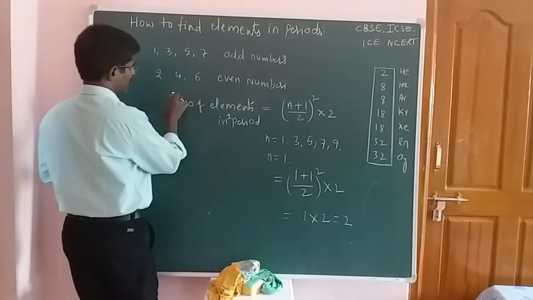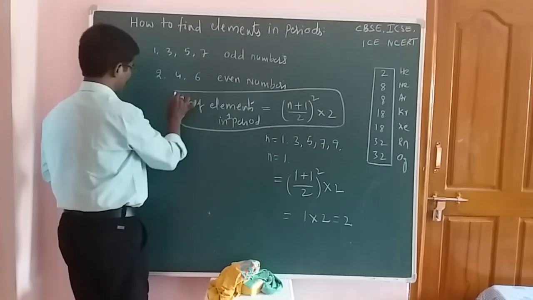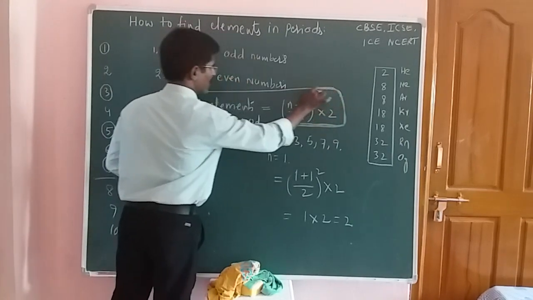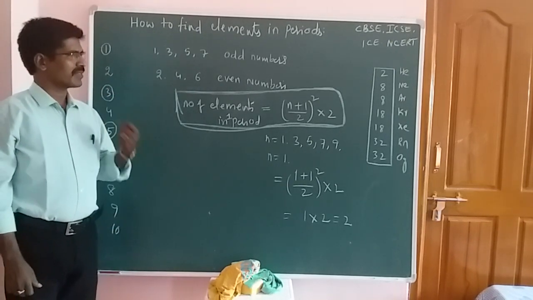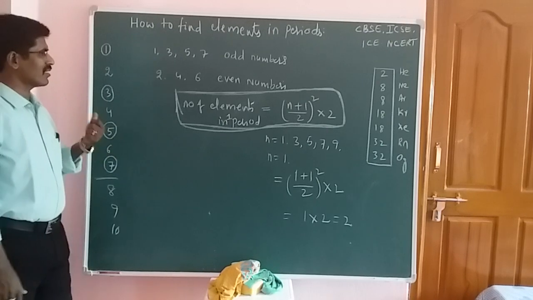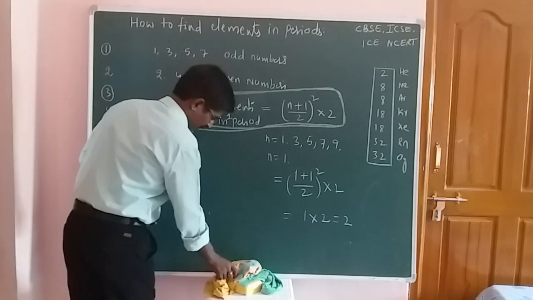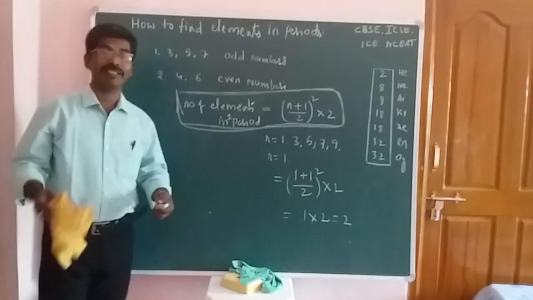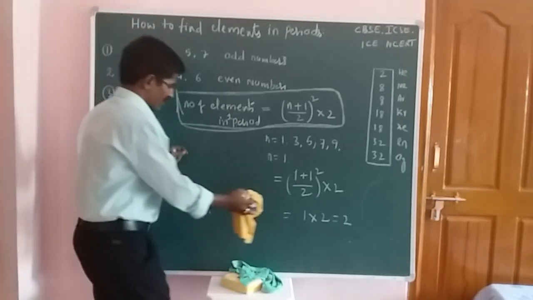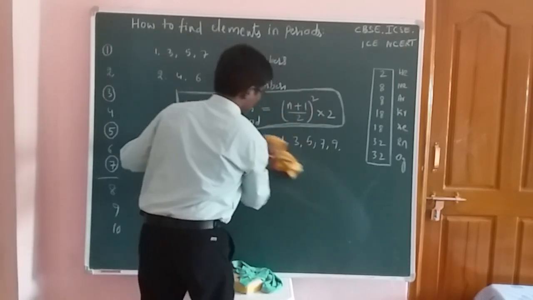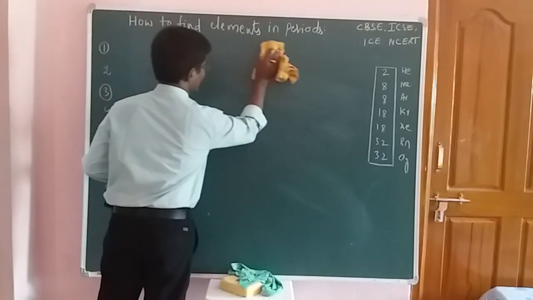This formula is used for odd-numbered periods, not elements, sorry. This formula is used for finding the number of elements present in odd periods: first period, third period, fifth period, and the seventh period, friends. Next we will find the second period elements. How many elements are present in the second period? For that purpose, we have to use another formula to find elements in the second period, or any even-numbered period, students.